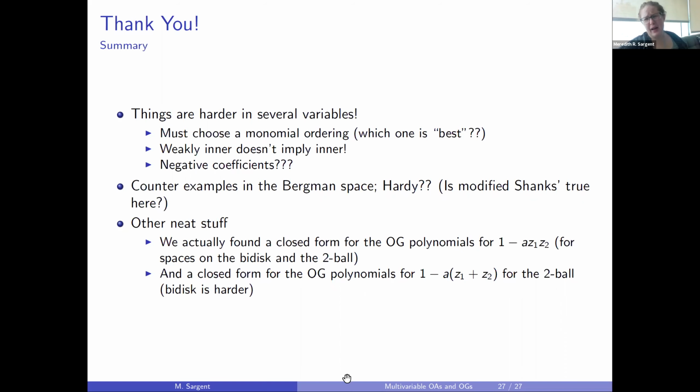You can do it in more variables too. I did this in the bidisk and the 2-ball. You can do it in 3 or 5 or 75 variables. It doesn't really matter. It's just that it gets truly disgusting to write out. So 2 is fine. And then we were able to find ourselves a closed form for orthogonal polynomials. We did this way for the ball, but for the bidisk, we're still a little lost. It is nice to have a legitimate 2-variable example though. So thanks for sticking around, and I'll stop there.